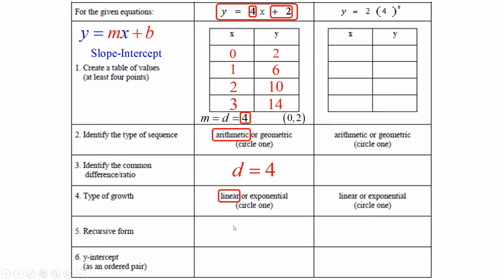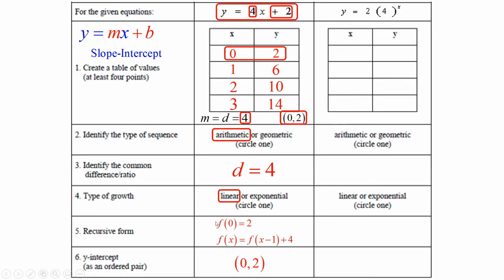The recursive form, just like we do every day. F of blank equals blank. Let's look at our very first point right here. The ordered pair when x equals 0, y equals 2. So in function notation, that is f of 0 equals 2. And then f of x equals f of x minus 1. And then what's my pattern of change? What am I doing to the previous term every time? Well, look at those y's. We're adding 4. The common difference of 4. And then the y-intercept as an ordered pair. Well, we already wrote that up there. 0, 2. There it is, 0, 2.